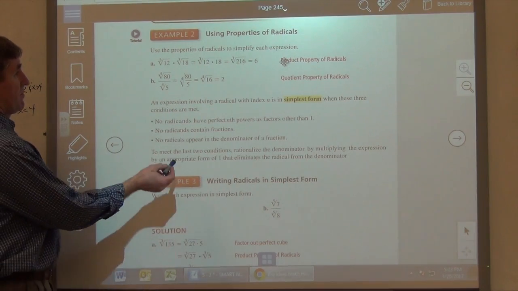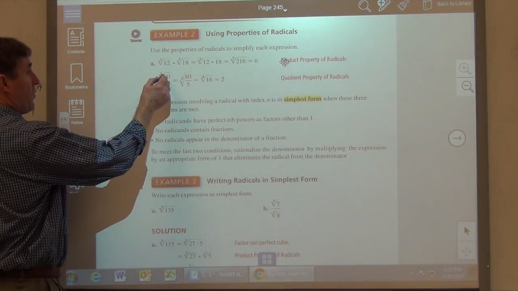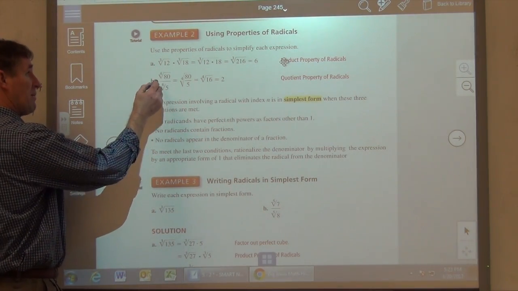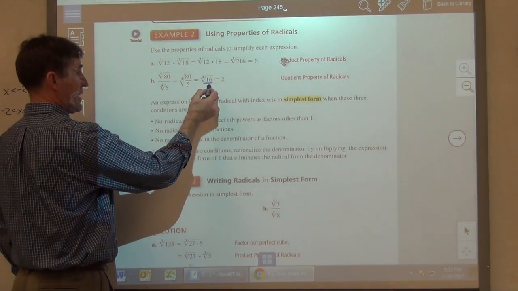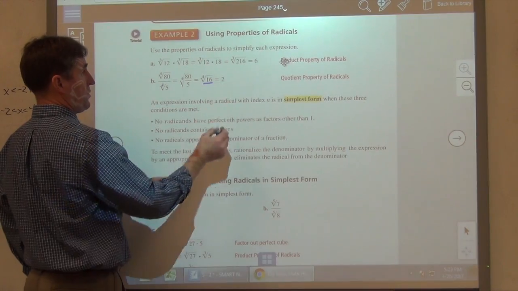The next one, the 4th root of 80 divided by the 4th root of 5. Because these are the same, we can just divide: 80 divided by 5 is 16, and then the 4th root of 16 is 2.